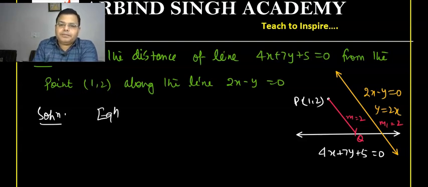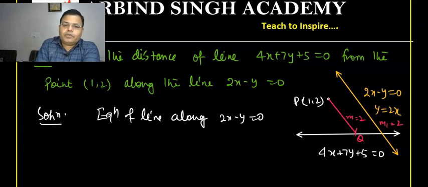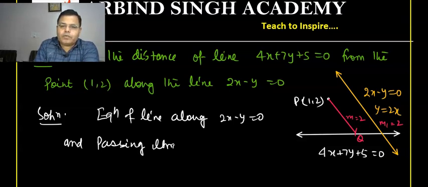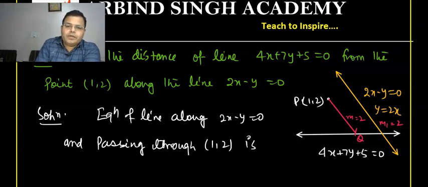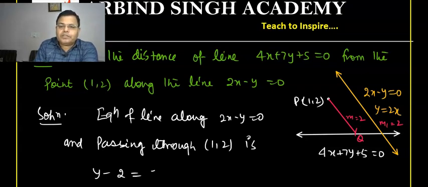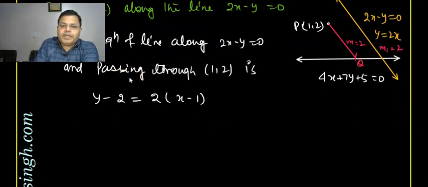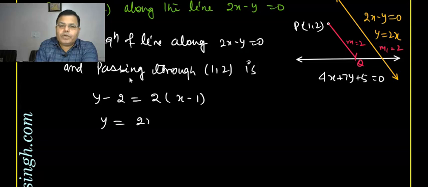Equation of line along 2x minus y is equal to 0 and passing through 1 comma 2 is y minus y1, that is 2, the slope is 2, x minus x1. So the equation of line PQ is, therefore, y is equal to 2x, and this will be minus 2 minus 2, it will be 0.